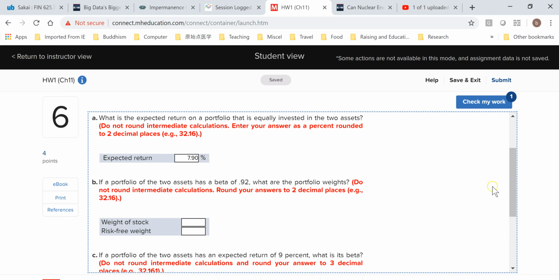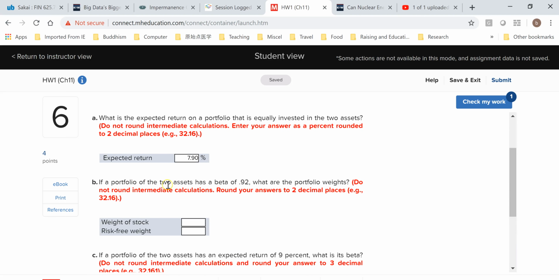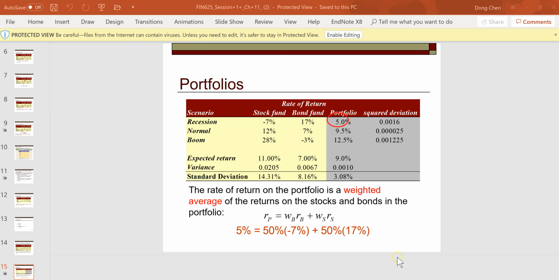7.90%. So let's continue. Part B, if a portfolio of the two assets has a beta of 0.92, what are the portfolio weights? Now we have to use another fact of the portfolio to solve this equation, which is that the beta of the portfolio is also a weighted average of the betas of the individual assets within that portfolio. And the weight is also the proportion of the wealth invested in a specific asset.